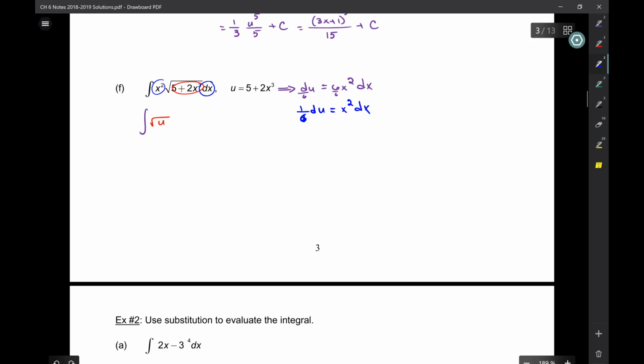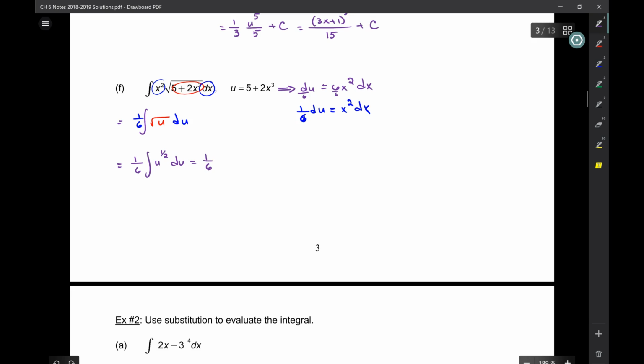Where does the 6 come from? Because of this derivative. I took a derivative of this, so 3 times 2 is 6x squared. So 1/6 du is going to go here. Now it's up to you. You can do 1/6 du, or you can do 1/6 du. It's all the same. Okay? So that's 1/6 du. x squared dx together was 1/6 du. So now this is 1/6 integral of u to the half du.